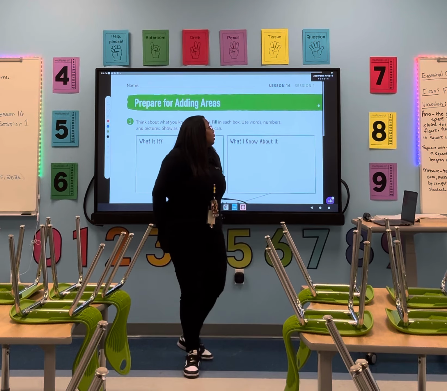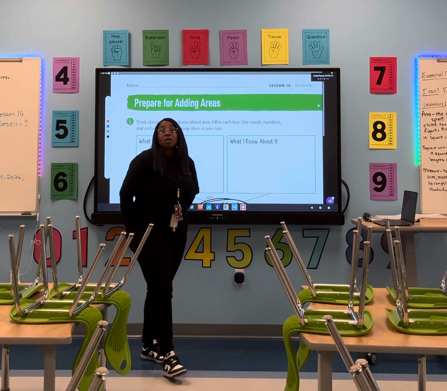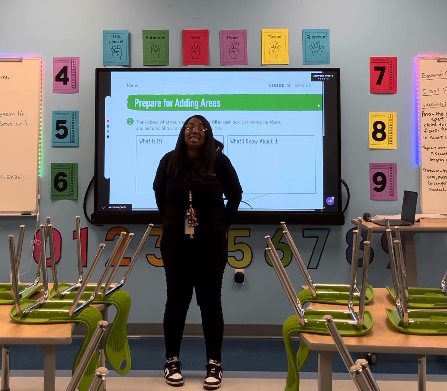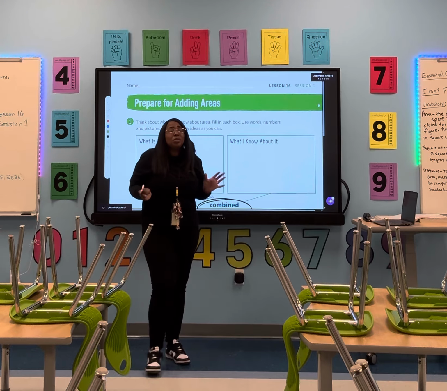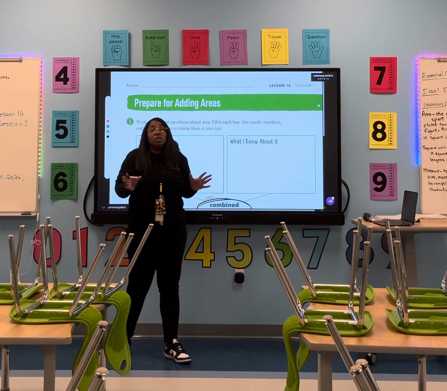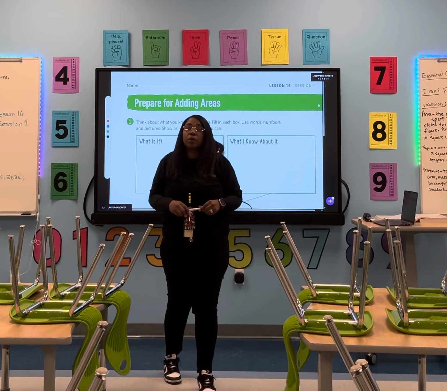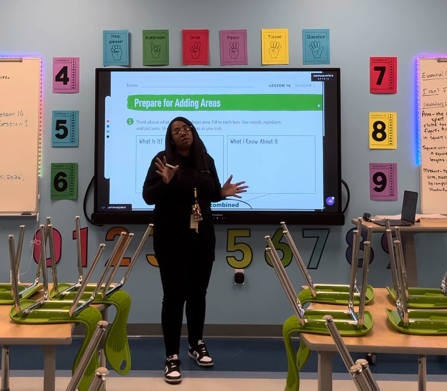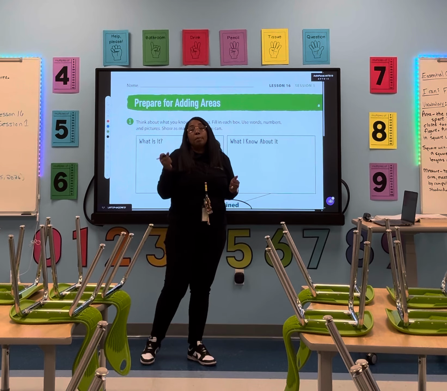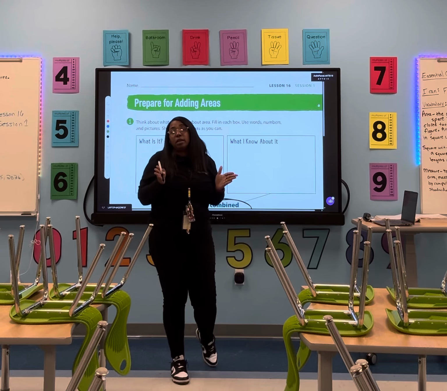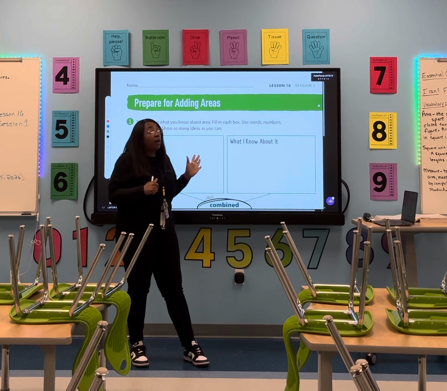Okay, so let's go ahead and get into what we are doing today. Today we started a new lesson, lesson 16, and that lesson is still dealing with area. We're going to be looking at area in a different way. When we first started area, we started off small by just counting all the squares inside of the rectangles to see what the area was. Then we moved up to multiplying the length times the width to find the area. Now we're looking at adding to find the area.